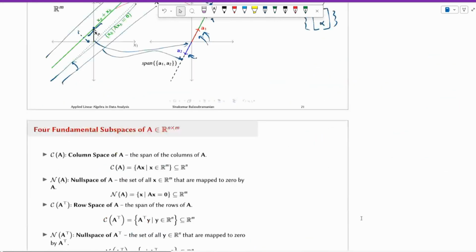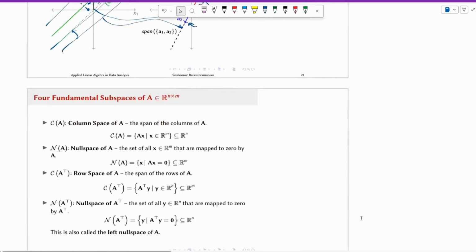That brings us to an idea that confuses the hell out of people. Maybe the previous students are still confused, but yes, so we come to something that is just not easy to wrap your head around. Okay? This idea of 4 fundamental subspaces. Okay?